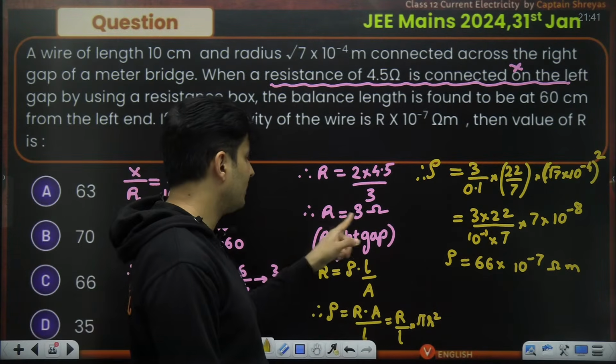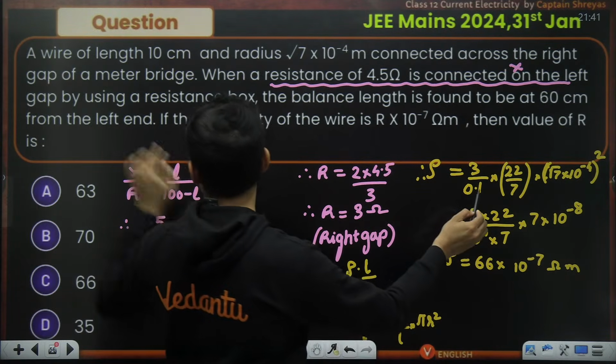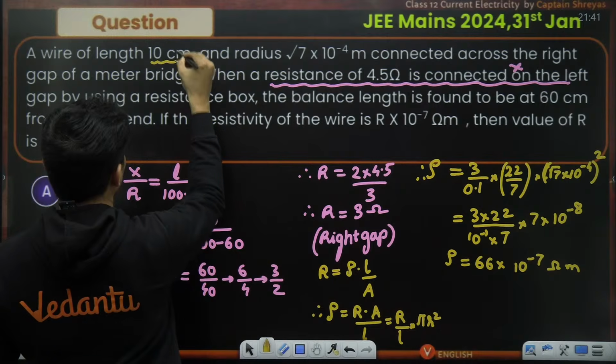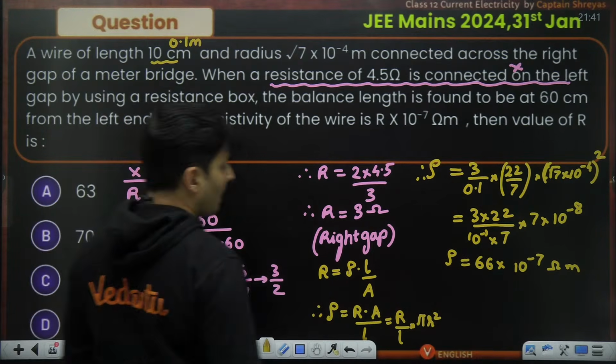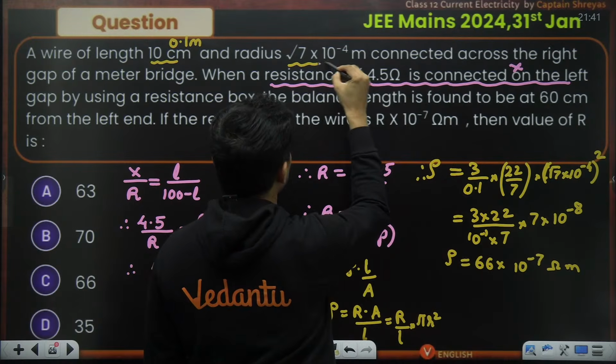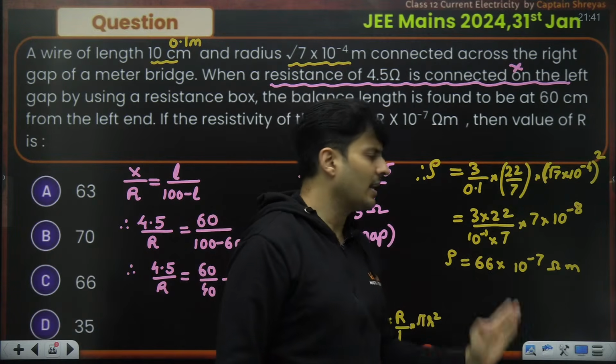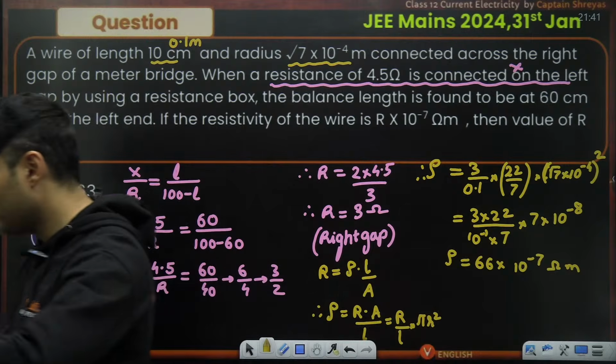So R, we just figured it out. It was 3. Length is 0.1 because 10 centimeters means 0.1 meter. Pi is 22 by 7. Radius is root 7 into 10 to the power minus 4. Square it. So rest is calculation. You will get the answer. Is that fine? Yeah.